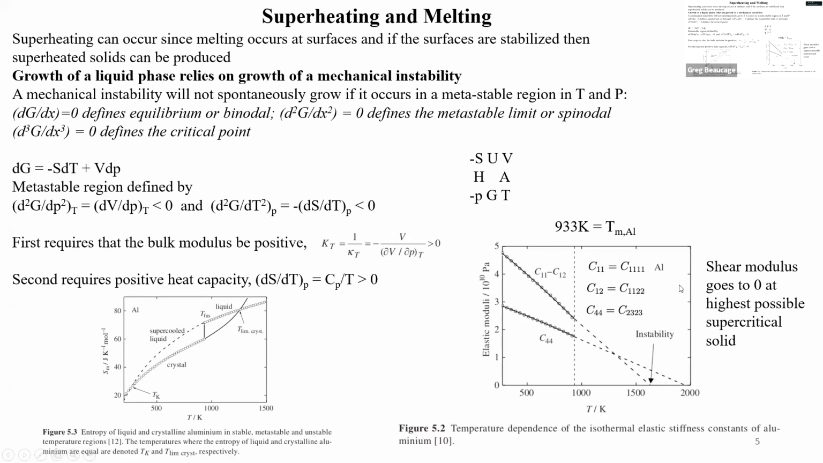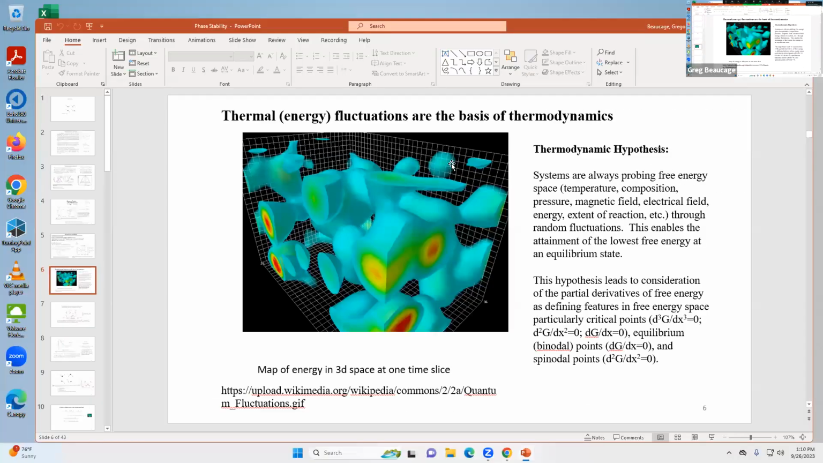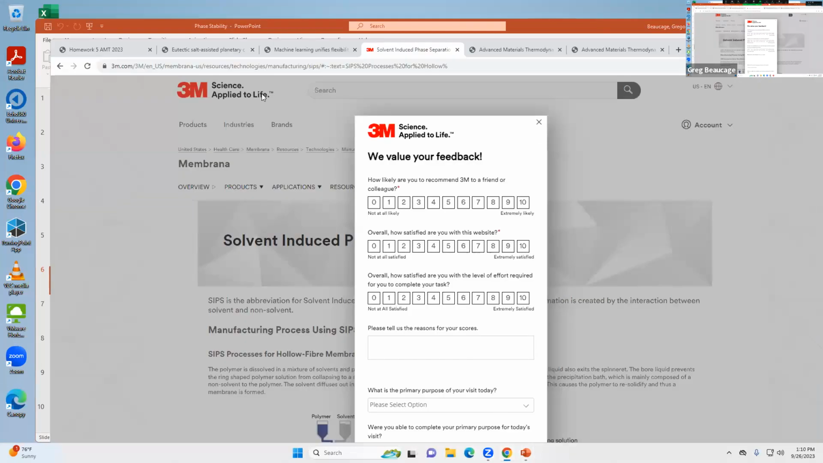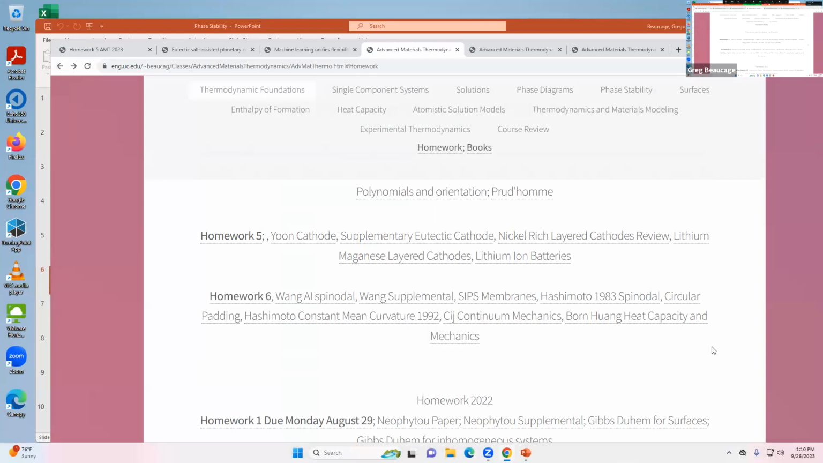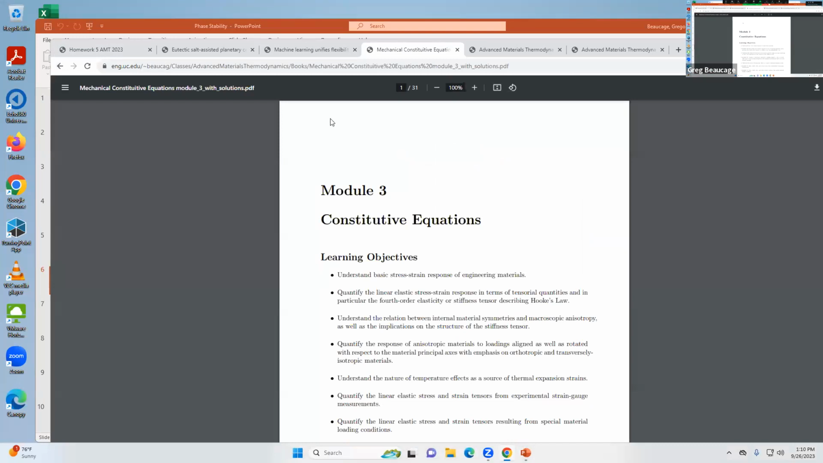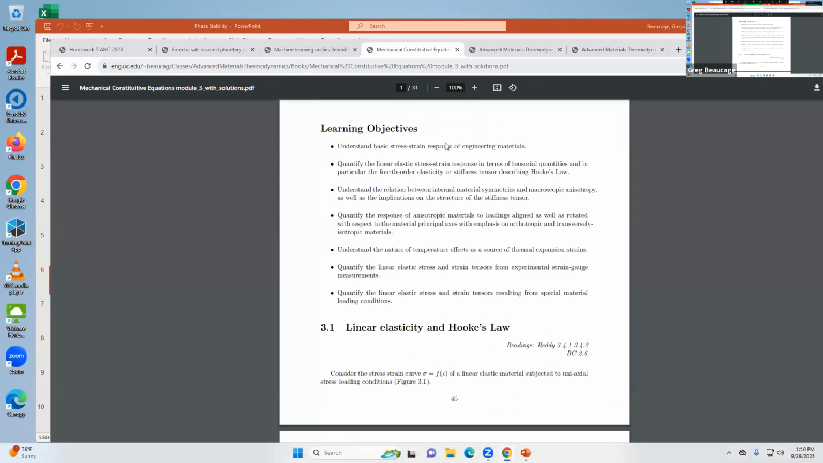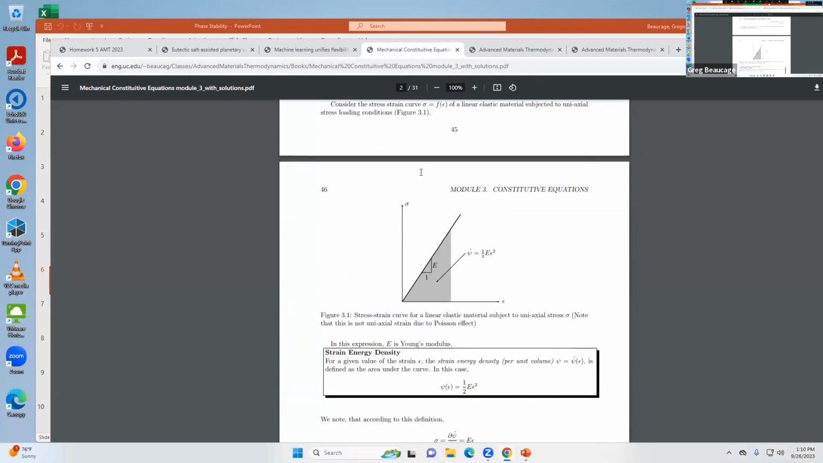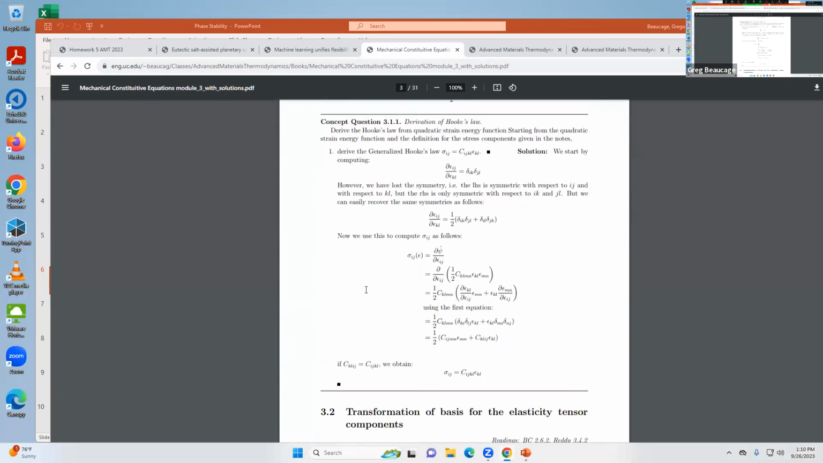This C11, C22 thing is in the homework too. Let's see. So we've got this continuum mechanics material. This explains it. This is from MIT somewhere, I think. I didn't say where it's from, but it's from some class. It's just a continuum mechanics class.